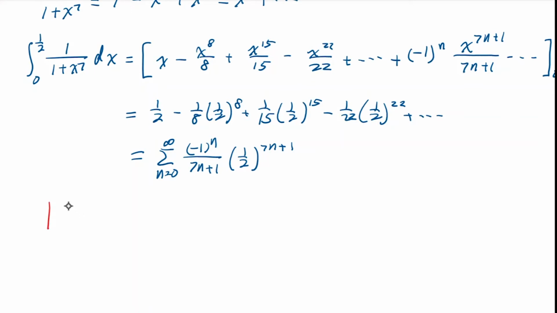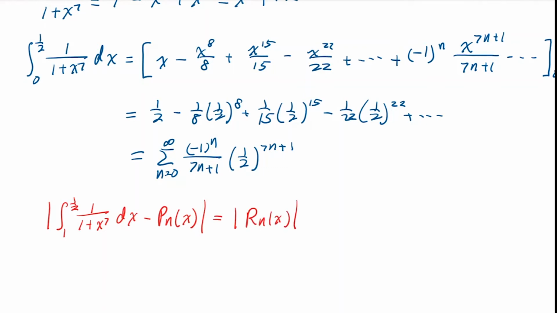The error is this: the real integral, 1 over 1 plus x to the 7 dx, minus my P7, right? Real minus the approximation. Well, that's what we usually call R7, correct? These two mean the same thing. AP loves this format, so I keep giving it to you, but that really means remainder term.